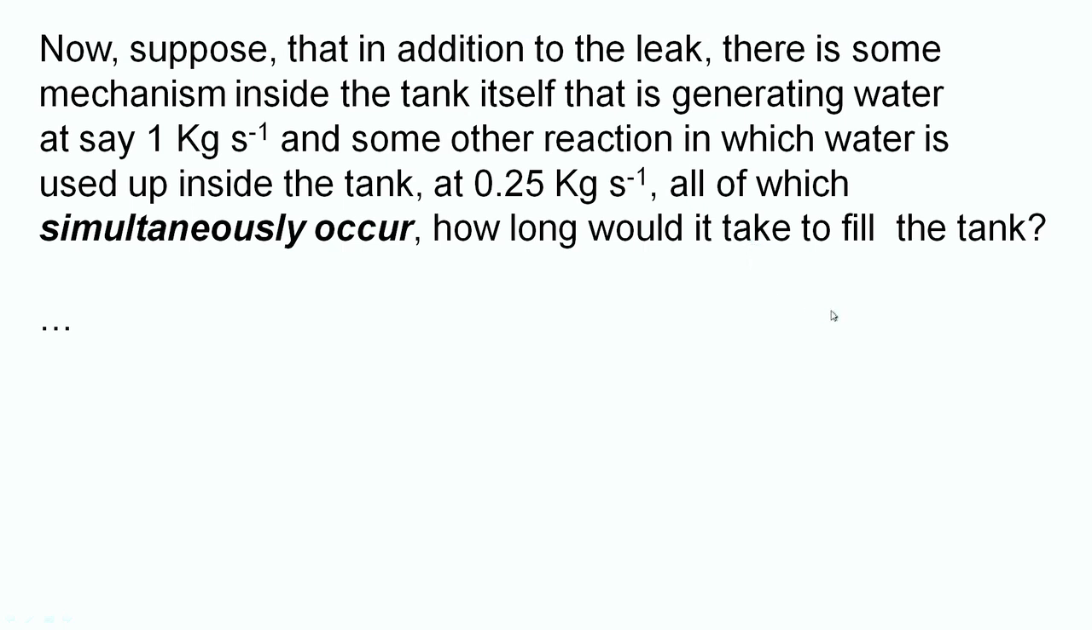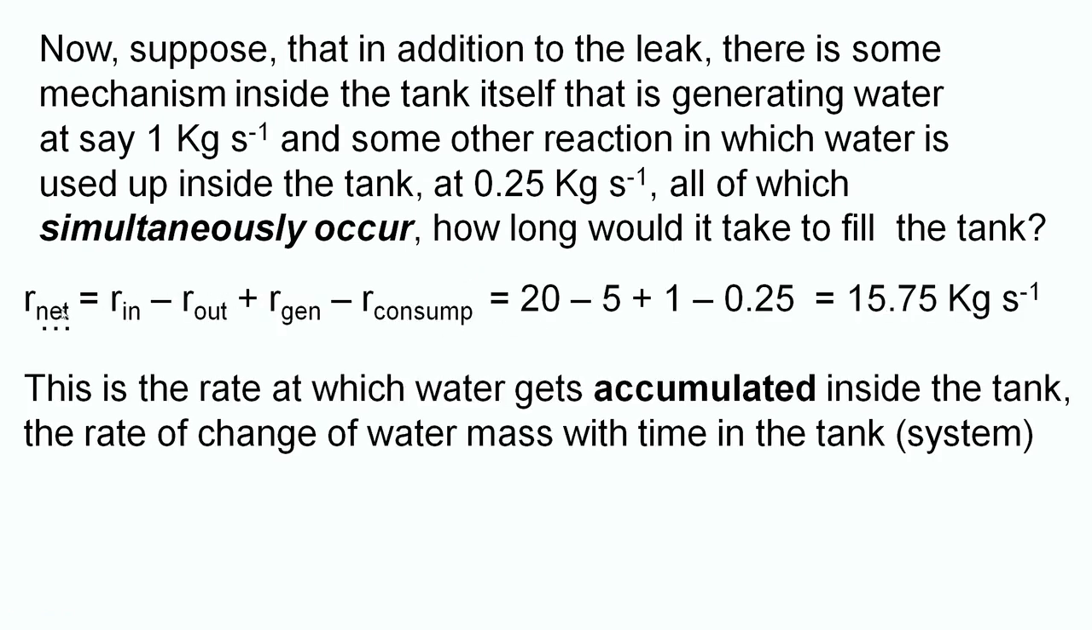You are comfortable with rates by now. So, you ask me what is the net rate. If I know the net rate, I can find that out. And how do you find the net rate? The net rate is rate of input minus rate of output plus rate of generation minus rate of consumption. Rate of input is 20 kilograms per second, rate of output is 5 kilograms per second, that we have already seen. Now, water is being generated at 1 kilogram per second, and it is being consumed by a reaction at 0.25 kilogram per second. Therefore, the net rate turns out to be 15.75 kilograms per second.